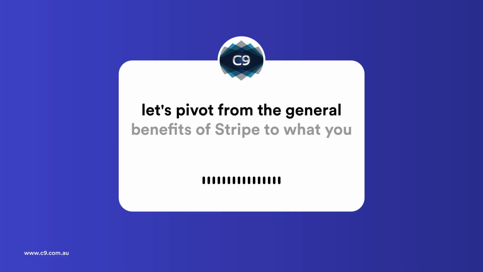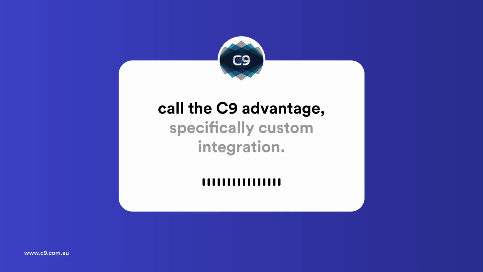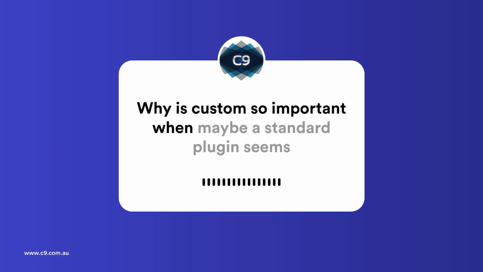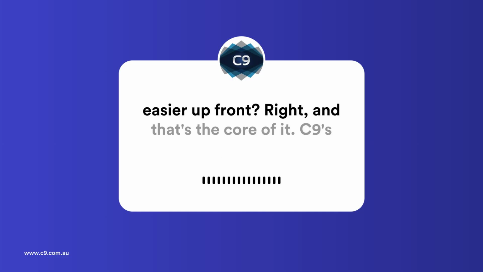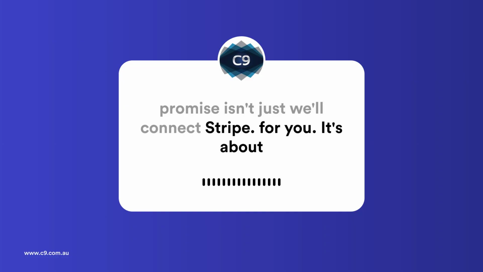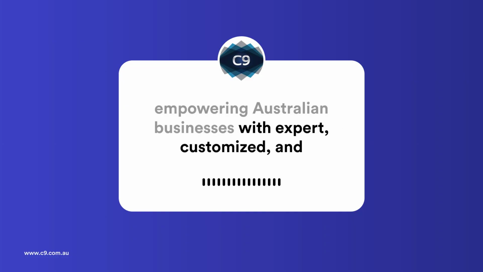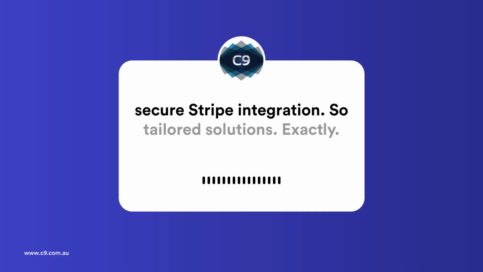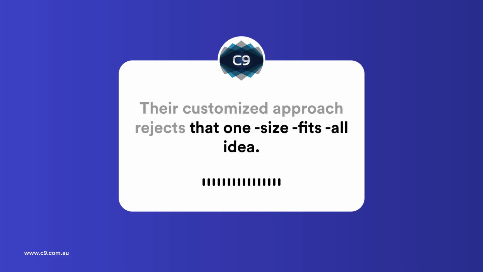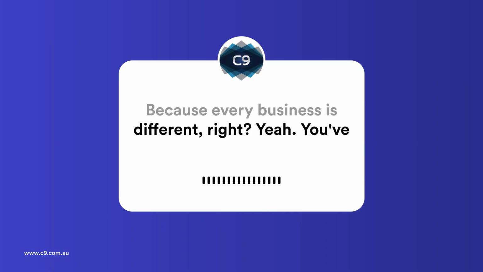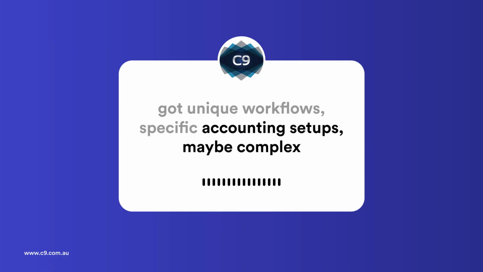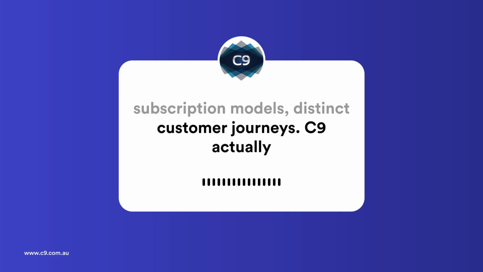Okay, that's a huge advantage. But now let's pivot from the general benefits of Stripe to what you call the C9 advantage, specifically custom integration. Why is custom so important when maybe a standard plugin seems easier up front? Right, and that's the core of it. C9's promise isn't just we'll connect Stripe for you. It's about empowering Australian businesses with expert, customized, and secure Stripe integration. So, tailored solutions. Exactly. Their customized approach rejects that one-size-fits-all idea. Because every business is different, right? Yeah. You've got unique workflows, specific accounting setups, maybe complex subscription models, distinct customer journeys.